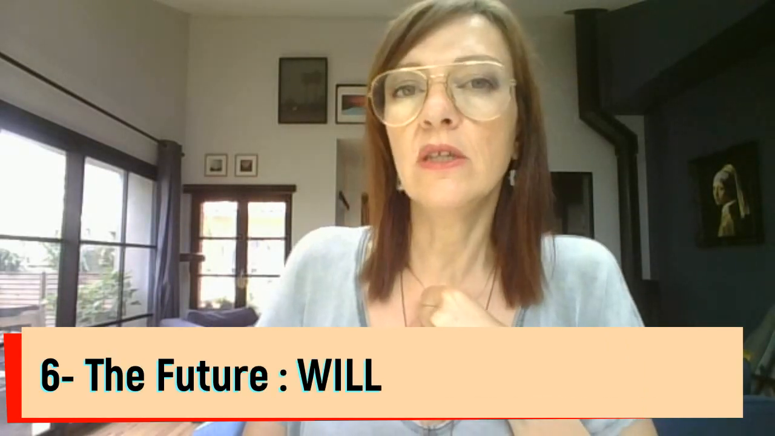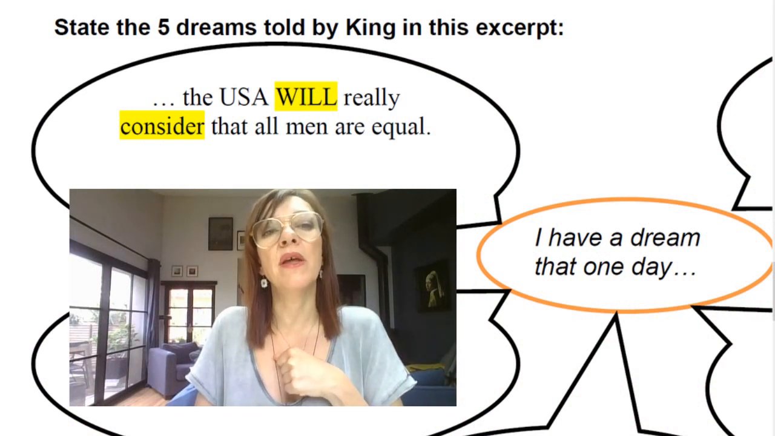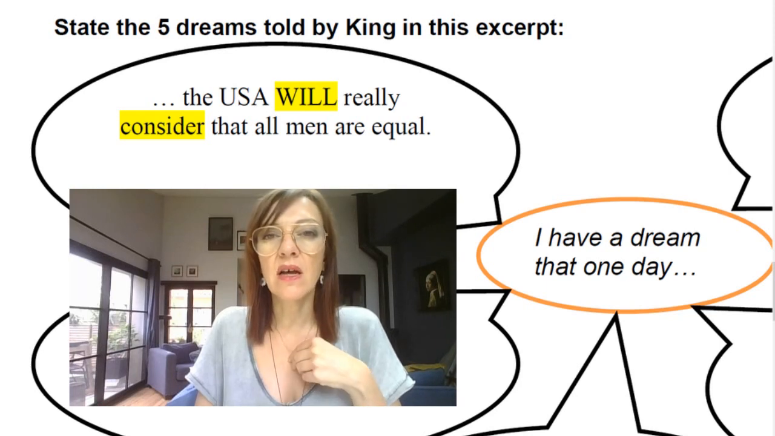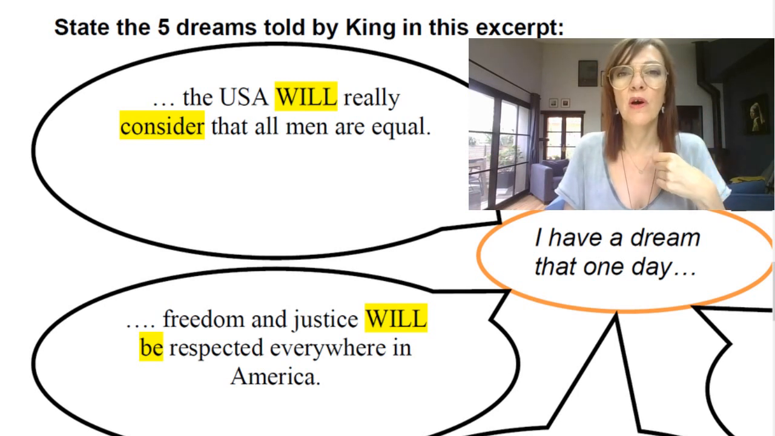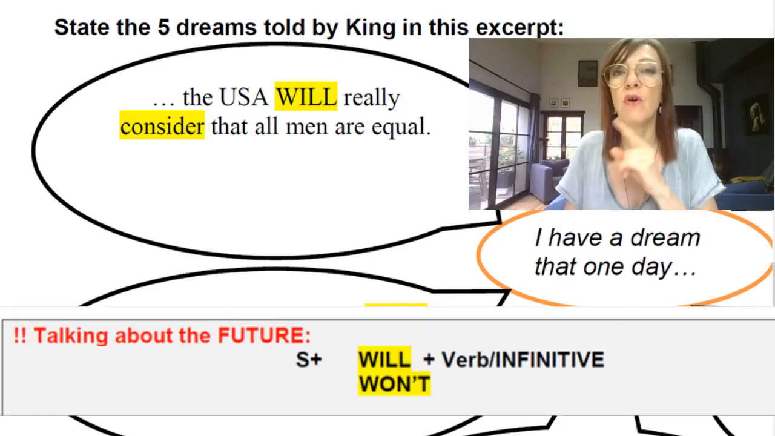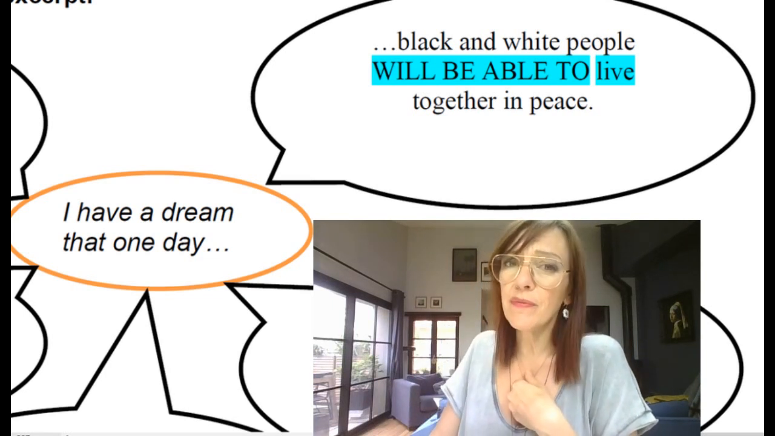After talking about the past and after talking about the present, we concentrated on the future. We studied Martin Luther King's speech, I Have a Dream, and we rephrased his dreams. For example, we said, I have a dream that one day the USA will really consider that all men are equal. And in this sentence, we can hear will consider. So you have to remember that when you want to talk about the future, you have to say will plus infinitive.